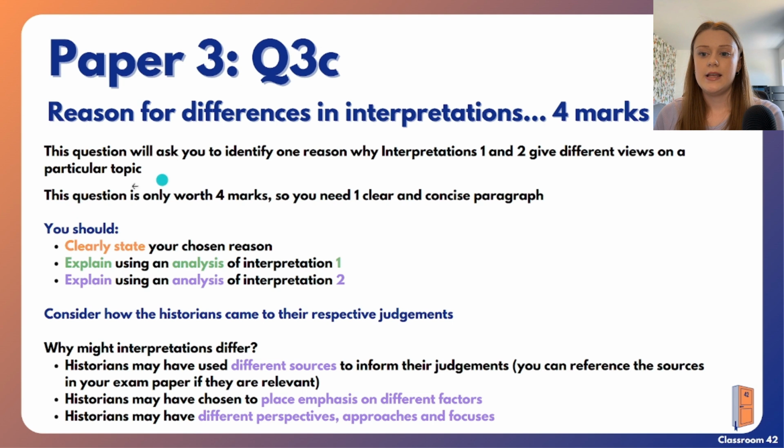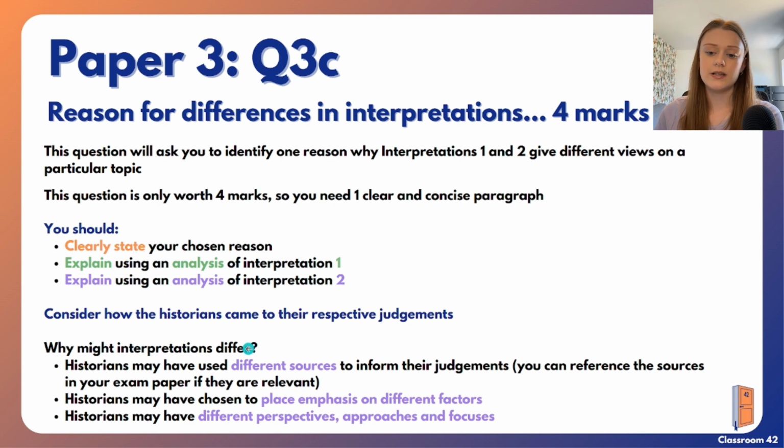So this question is worth 4 marks, so you need, again, 1 clear and concise paragraph, and you should clearly state your chosen reason, explain using an analysis of interpretation 1, and explain using an analysis of interpretation 2. So you need to consider how the historians came to their respective judgments.